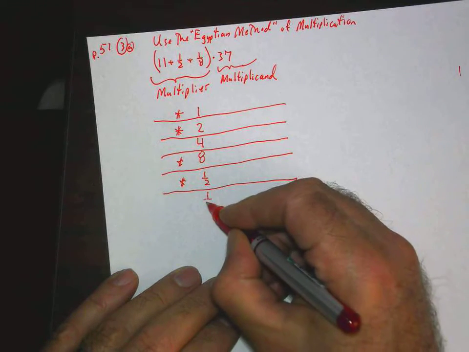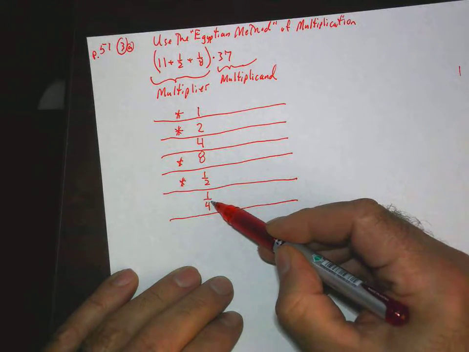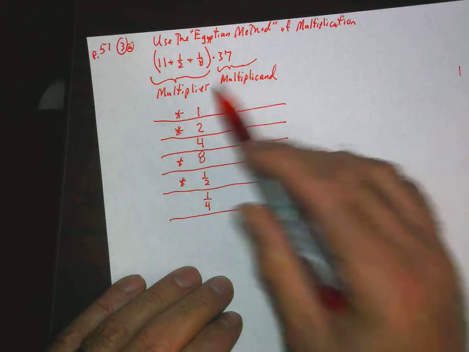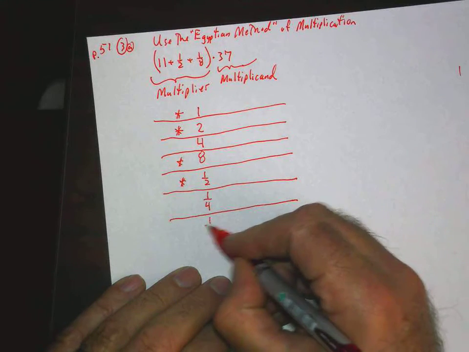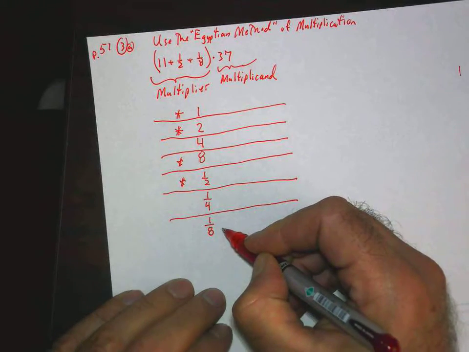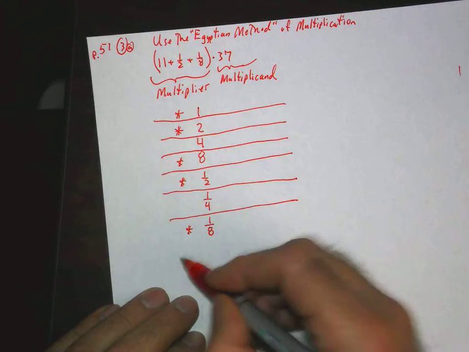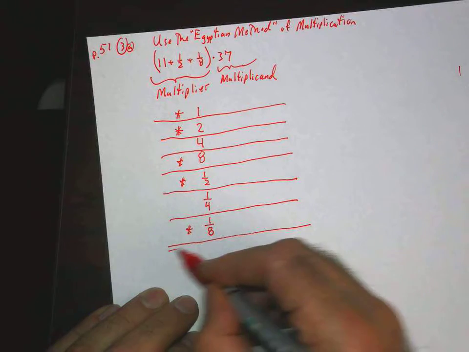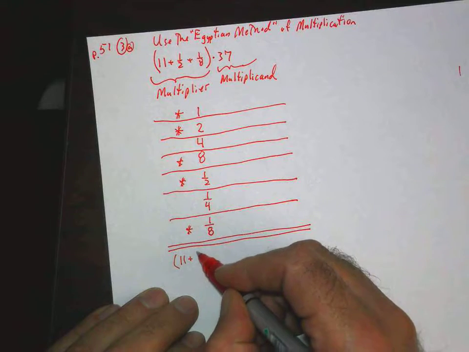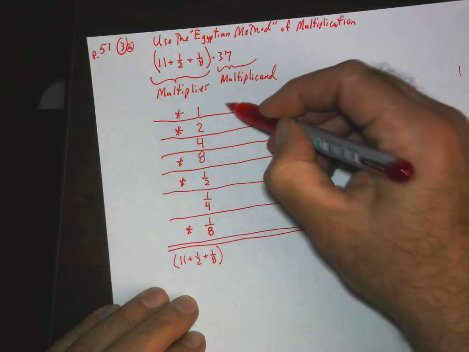I take the next largest power of 2, 1/4. If I add that to the sum, I break the bank. I get something larger than the multiplier. So I don't add 1/4, but the next largest negative power of 2, 1/8. If I add that to the sum, I'm going to get the multiplier exactly. I'm going to get 11 plus 1/2 plus 1/8, exactly what I want.